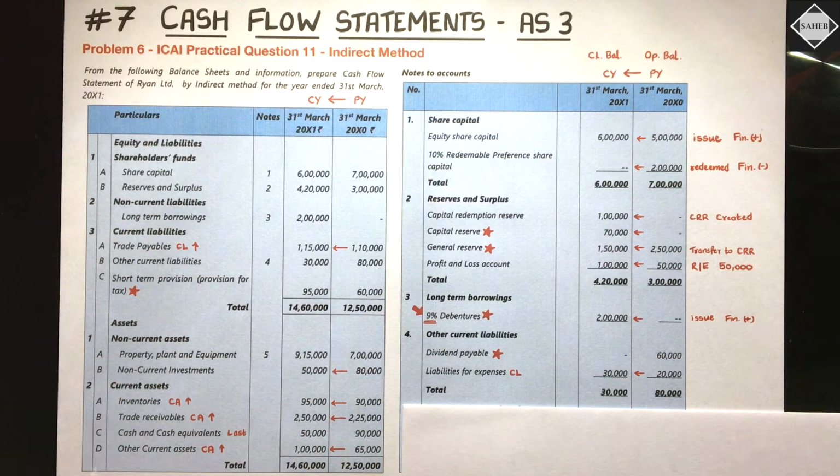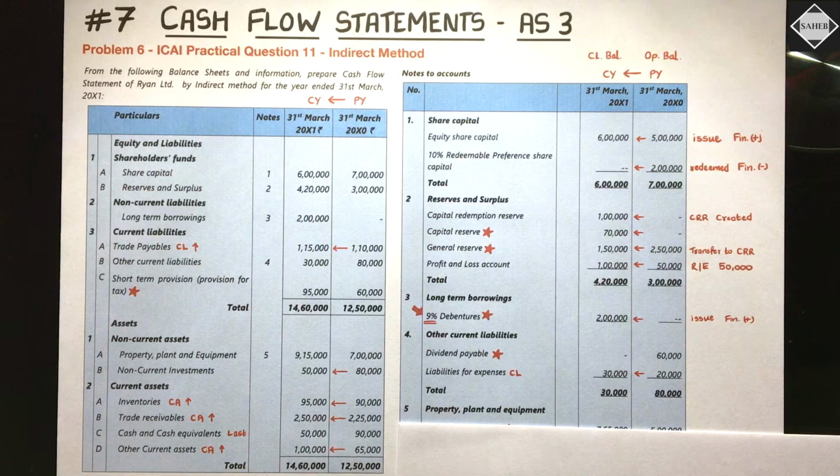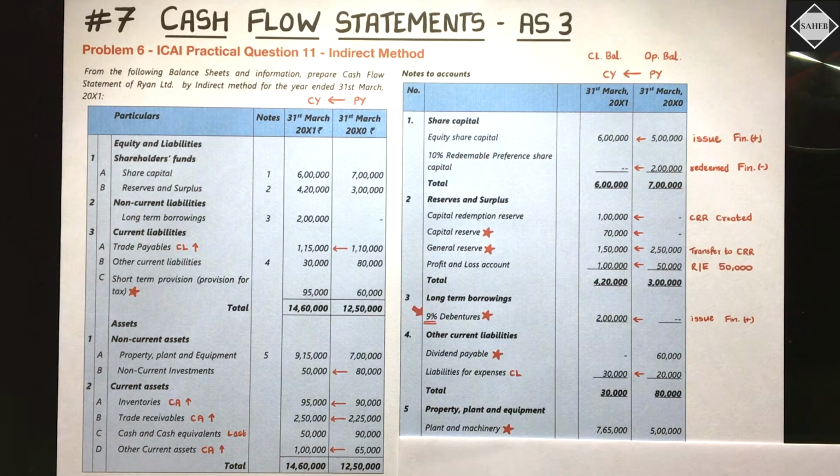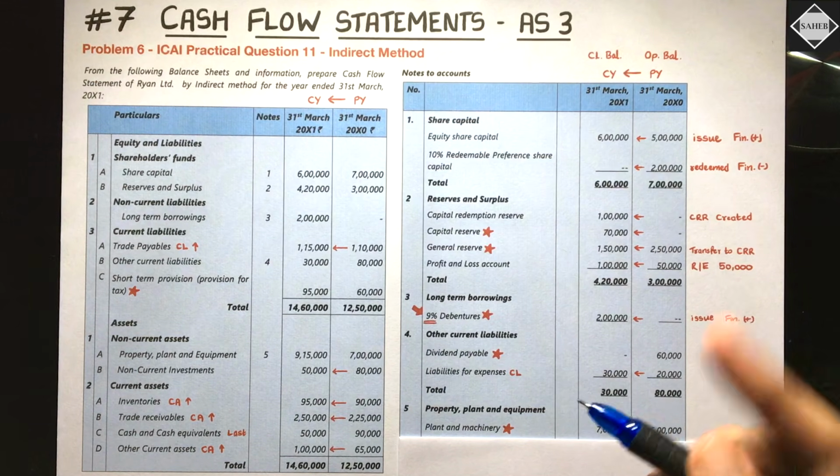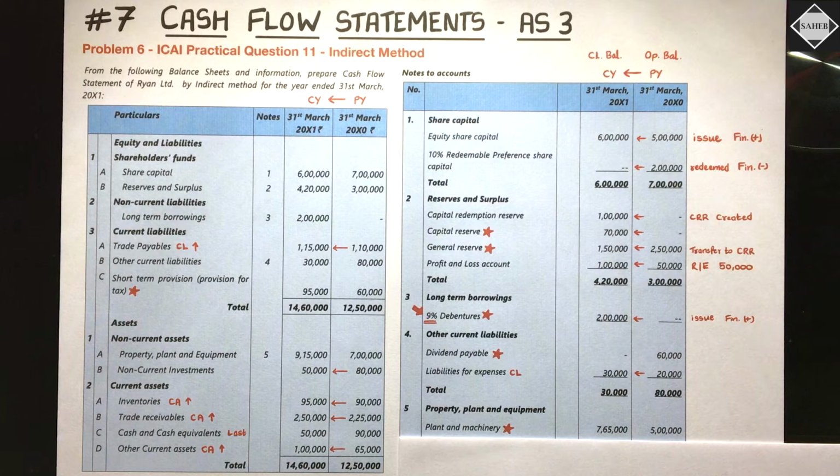We have assets. See, non-current asset, property, plant and equipment. Yeah, PPE. So that's note number 5. Let's go to the note number 5, property, plant and equipment. So here we see we have plant and machinery. What has happened to plant and machinery? From 5 lakh it has increased to 7 lakh 65. This is an investment activity item, right? So right now we can just think that we might have purchased a plant.